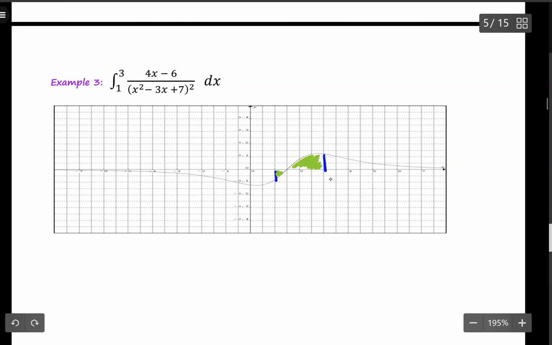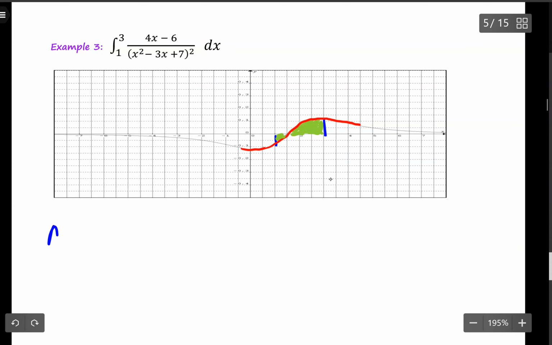The most important part is you are checking if your function is continuous, and we sketch the graph, and it is definitely continuous in this case. Alright, so the area is equal to the integral from 1 to 3.